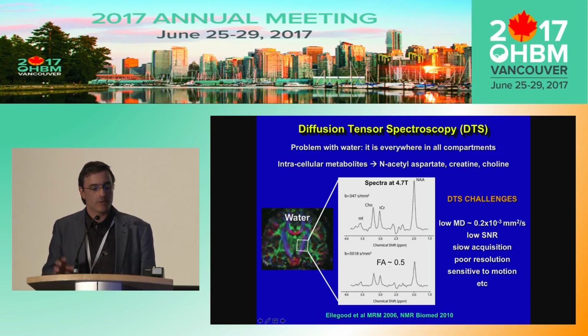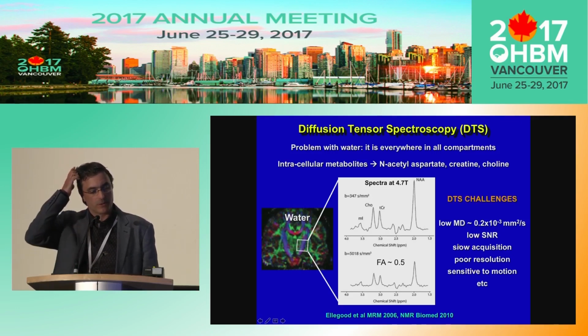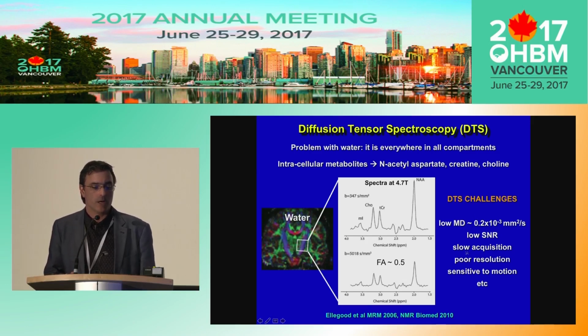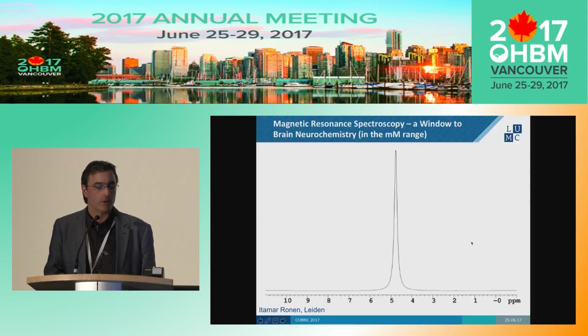Okay? But what are the difficulties with diffusion tensor spectroscopy, or DTS? Well, the first thing is that it's got a very low mean diffusivity, it's got low SNR, it has a slow acquisition to make up for that low SNR. Obviously, it has poor resolution. We're just measuring one part of the brain, and then you have to measure another part later, and it's very sensitive to motion. So it's a very challenging kind of method. That said, though, it could be very interesting.